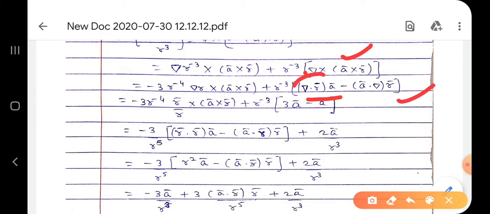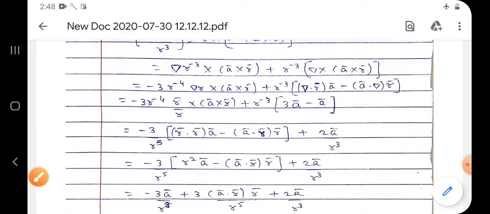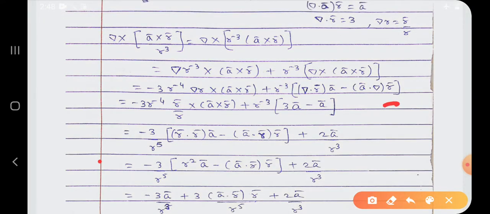Understood? Now what is del dot r bar? Del dot r bar is 3 and a bar dot del into r bar is 1. So here 3 minus 1, that is 2. Okay. So here 3 a bar, then here a bar. A bar is constant. If you have seen vector identities, then we have proved it. So 3 a bar minus a bar, it is 2 a bar. And the first term is, as usual, del r, r bar upon r, we have written.